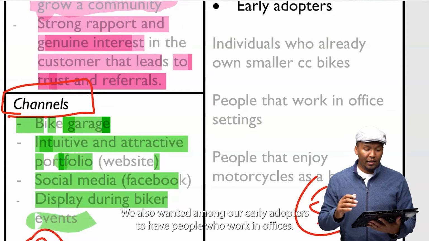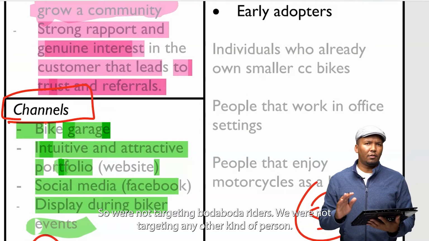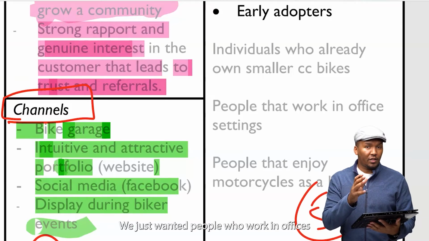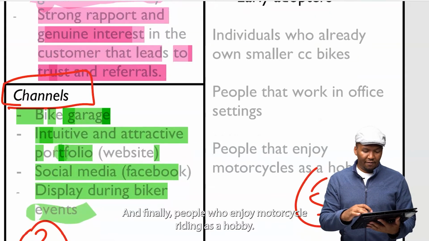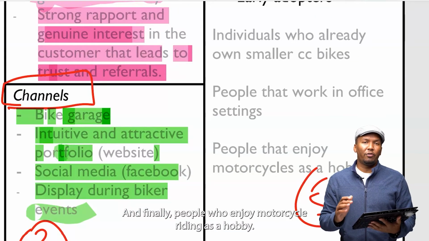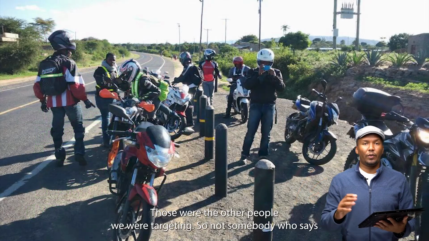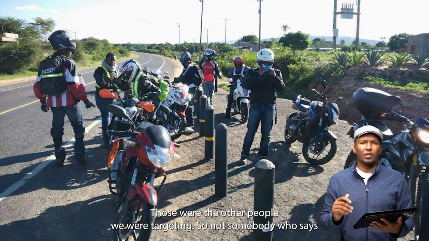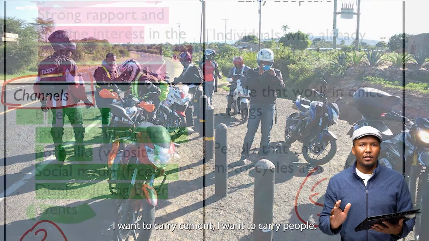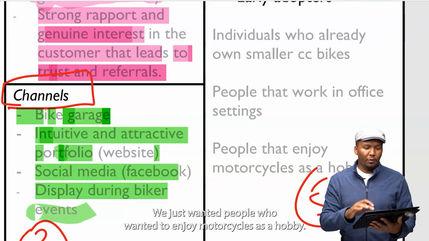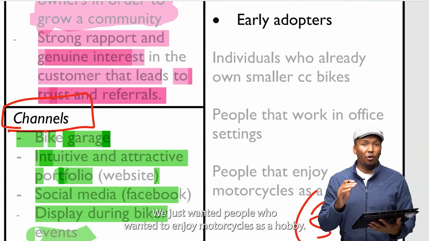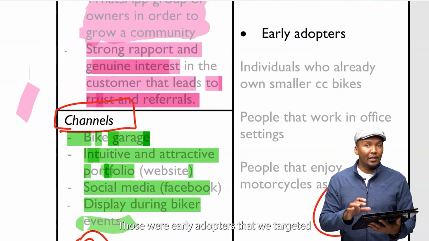We also wanted among our early adopters to have people who work in offices. So we were not targeting boda boda riders, we were not targeting any other kind of person. We just wanted people who work in offices because we felt that the bikes we were selling would suit them more. And finally, people who enjoy motorcycle riding as a hobby. Those were the other people we were targeting. So not somebody who says they want to carry cement, things like those. No. We just wanted people who wanted to enjoy motorcycles as a hobby. Those were the early adopters that we targeted.